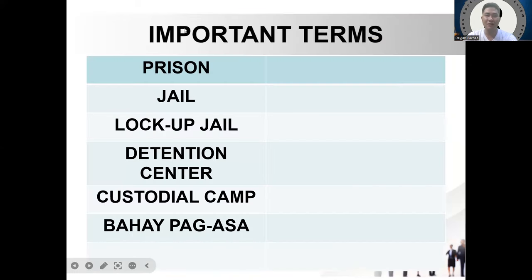Okay, so dito tayo sa mga important terms. Of course, kailangan ko na dito ng participation ninyo. Okay, so we have the important terms in institutional correction. So next, dito tayo ngayon sa important terminologies. Okay, so please identify kapag sinabi ko ganito, yun lang muna yung sagutan ninyo. Please identify kung sino yung gumagamit ng term na prison, sino gumagamit ng term na jail, sino gumagamit ng term na lockup jail, detention center, custodial camp, and bahay pag-asa.